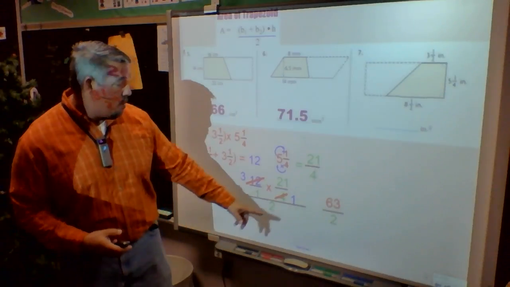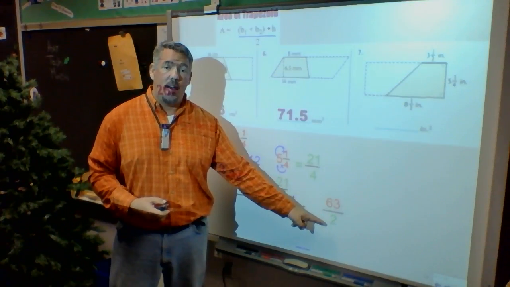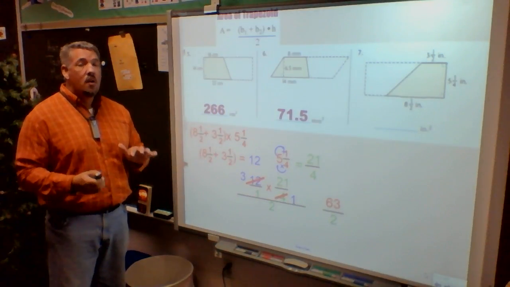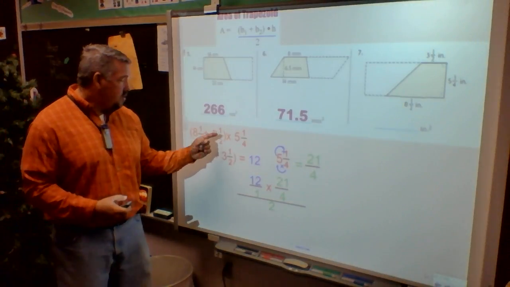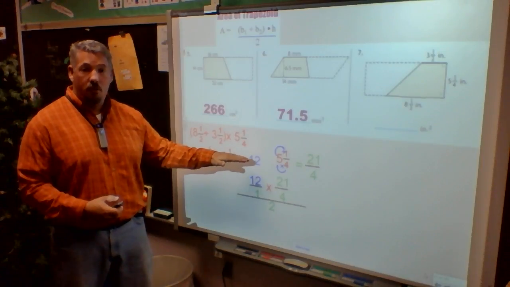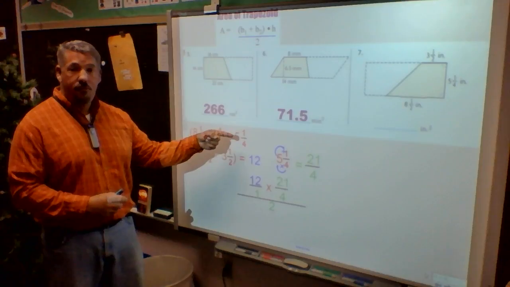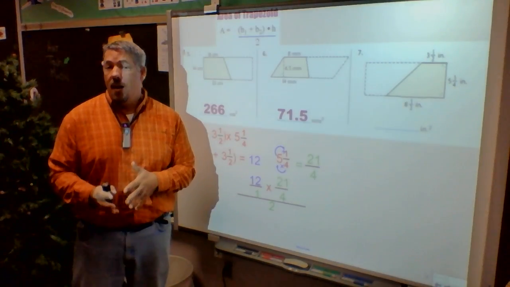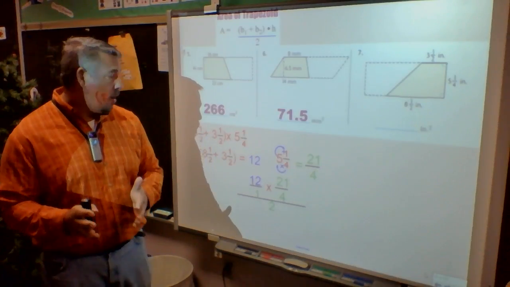So my last step is going to be to take the 63 that I ended up with, and I'm dividing by 2. Going to go back through that step one more time so you understand what I'm saying. So when I added these together, I end up with a whole number of 12. I know I'm going to multiply by my height of 5 1/4, but I can't multiply by mixed numbers. It has to be in fraction form of an improper fraction or a straight fraction.